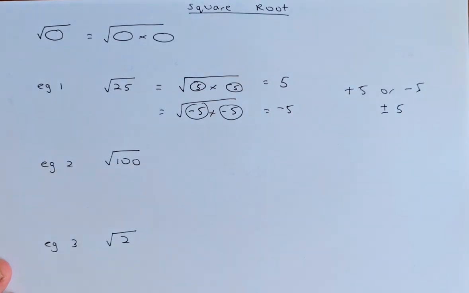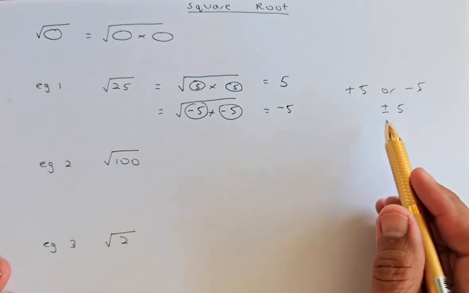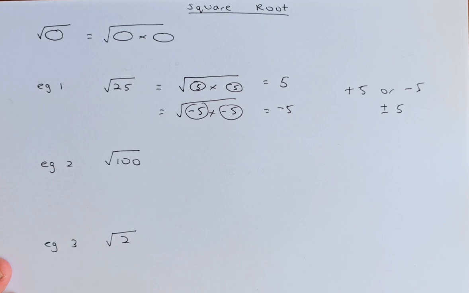So if you are in year 9, don't worry, just do the positive integer. But when you go to year 10, year 11 and onwards, you need to know that the square root of any square number is plus minus, which here is plus minus 5.